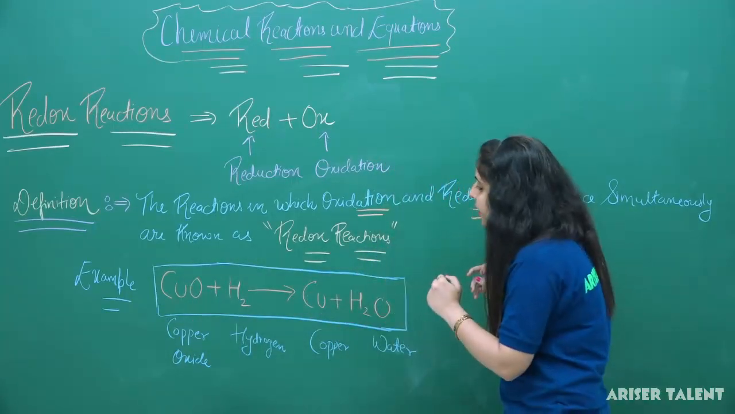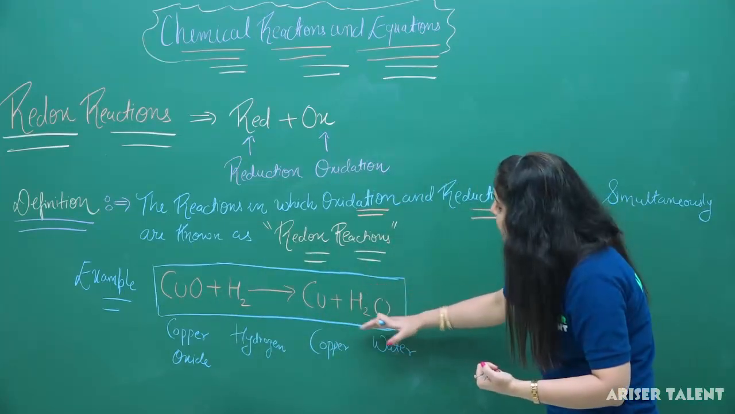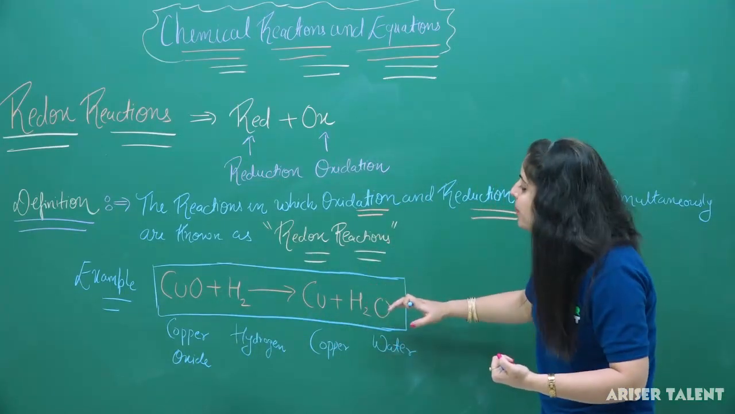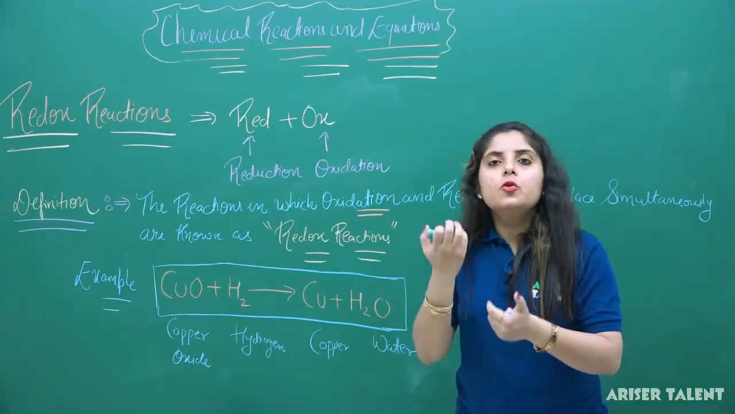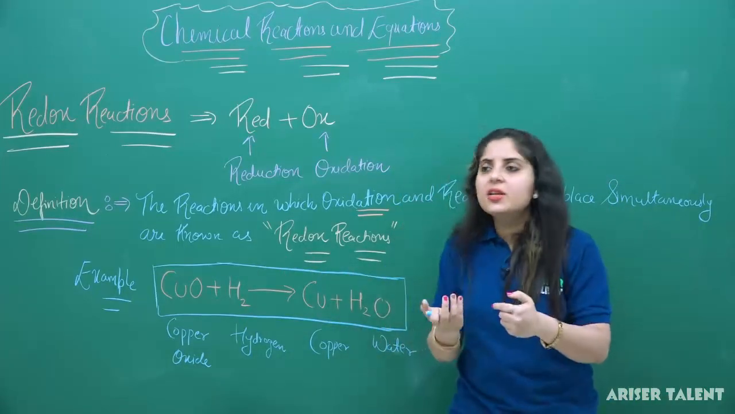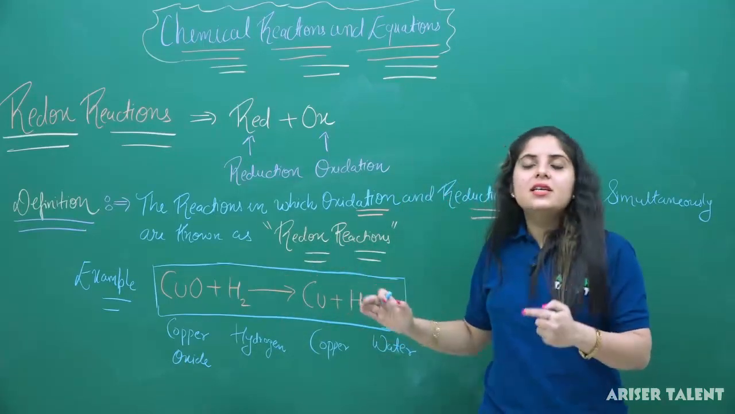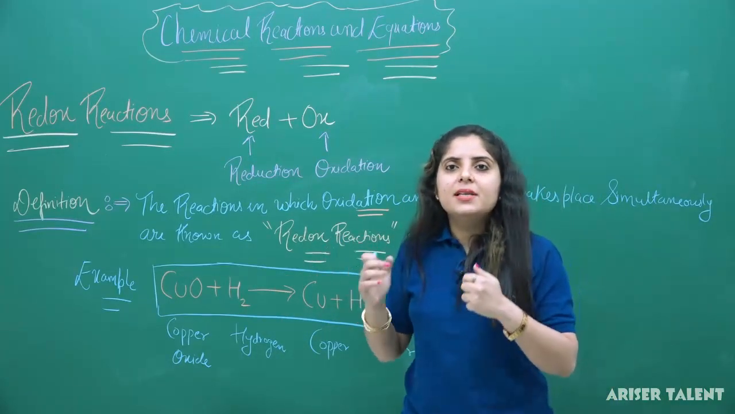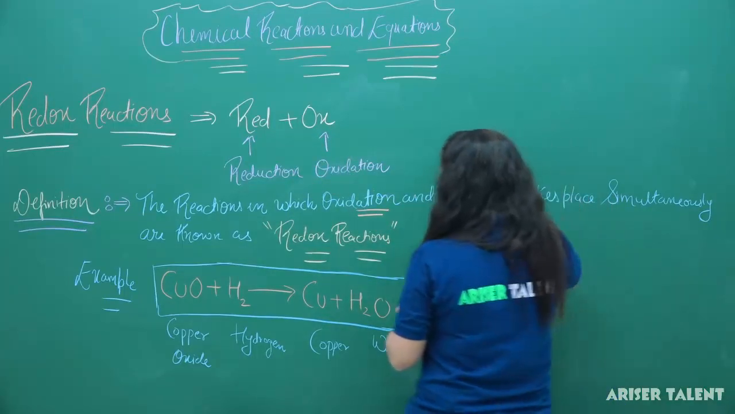And what will happen here? Copper oxide loses its oxygen and it is gained by hydrogen. It means copper oxide helps hydrogen to combine with oxygen to form H2O. So copper oxide helps in oxidation and H2 helps in reduction. It means in both the cases oxidation and reduction take place simultaneously. So we may call it a redox reaction.